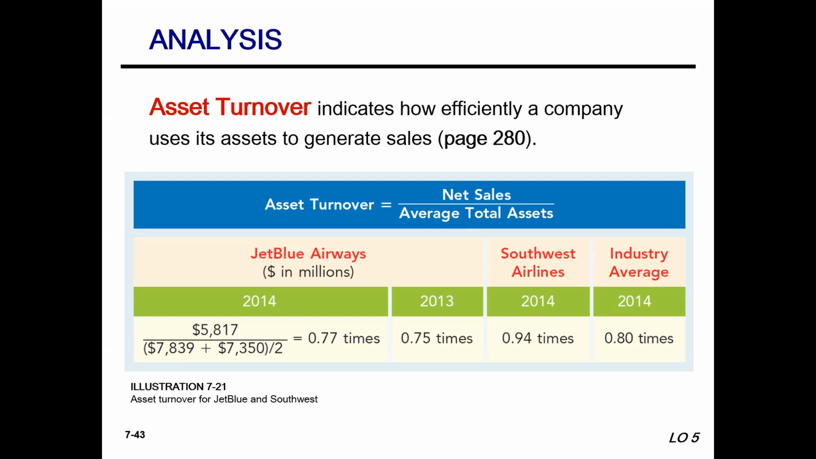So the turnover of assets, so how efficiently does a company use its assets to generate sales? Again, same sort of thing. The turnover rate for JetBlue was 0.77 times, whereas for Southwest it was 0.94 times. Okay, Southwest is a little faster at doing that. Not to say that it's bad. JetBlue has increased. It actually went up from last year, so that's good. 0.8 is the average in terms of industry, so not too far off the industry. We're getting there. JetBlue is getting there, but not quite.